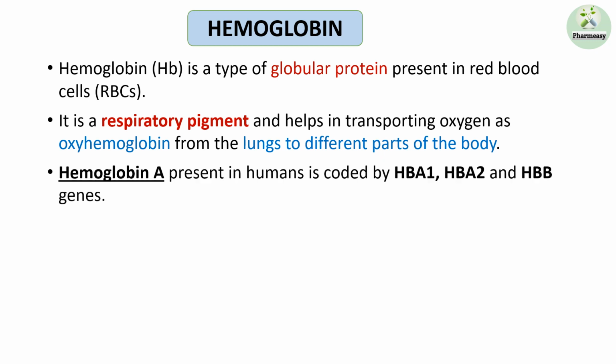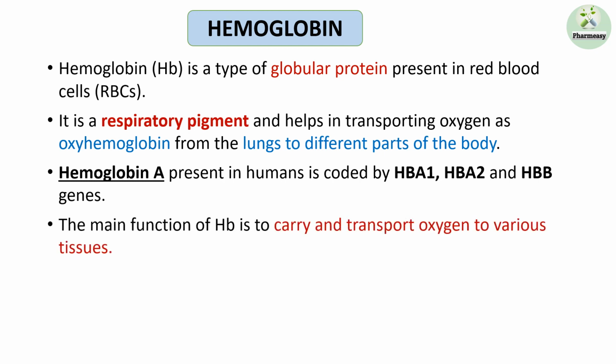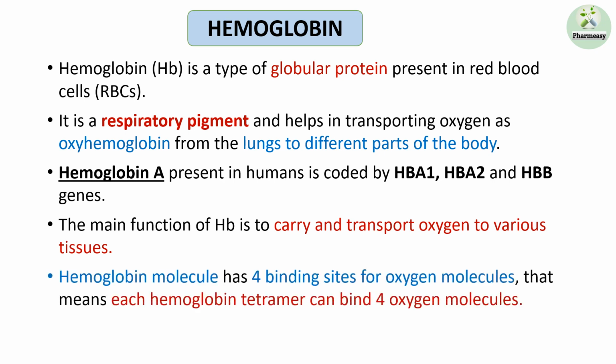Hemoglobin present in human is coded by HbA1, HbA2, and HbB genes. The main function of hemoglobin is to carry and transport oxygen to various tissues. The hemoglobin molecule has 4 binding sites for oxygen molecules. That means each hemoglobin tetramer can bind 4 oxygen molecules. Next topic is formation of hemoglobin.